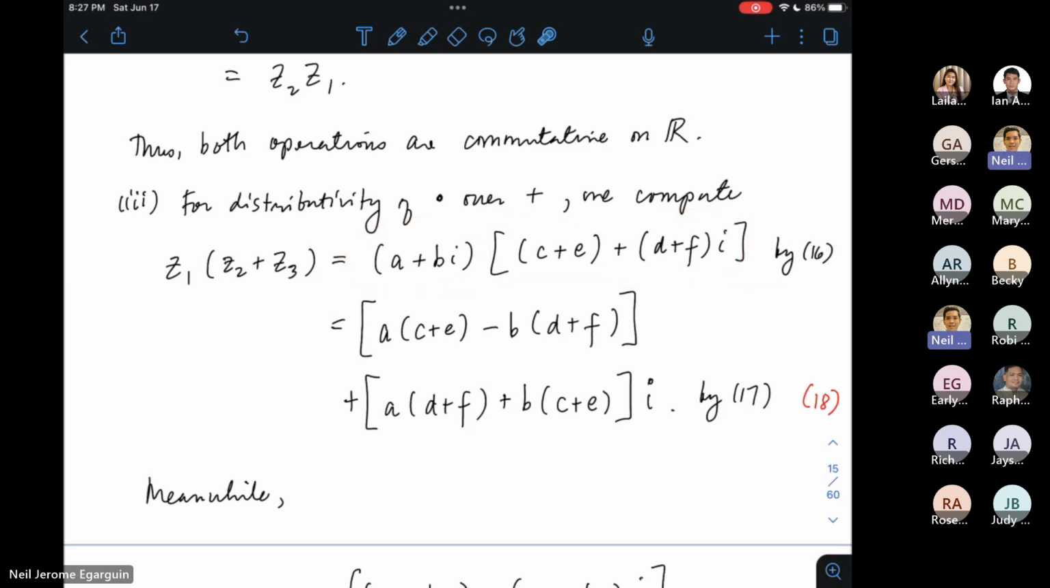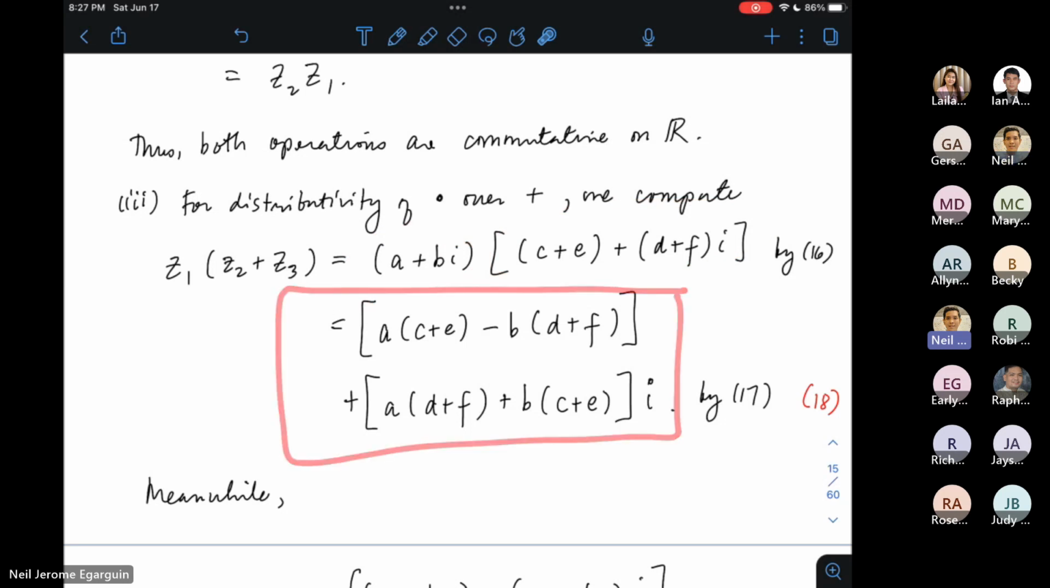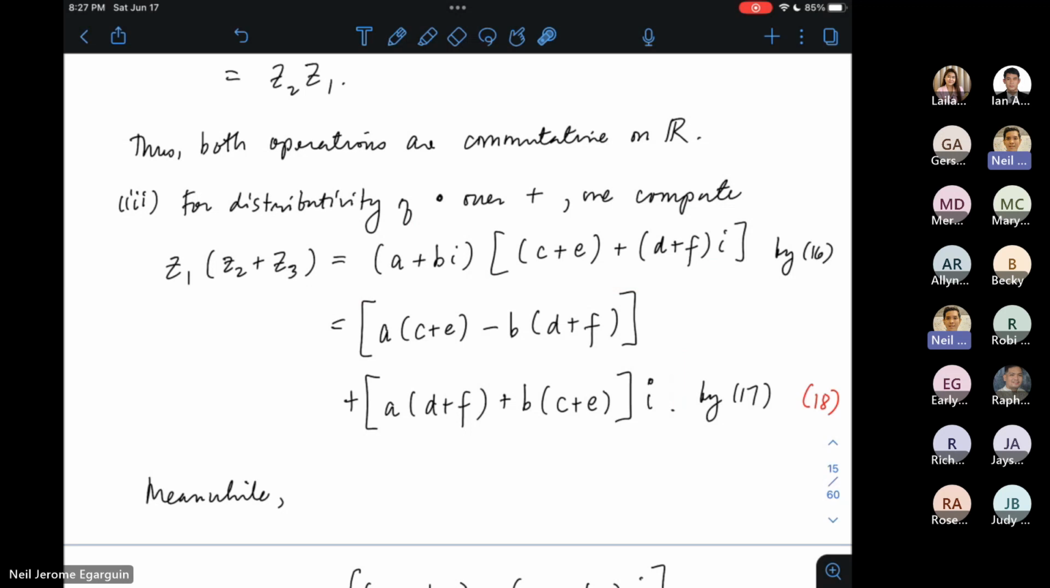Okay? Now, anong mangyayari? So, na-add ko na siya. So, i-multiply ko naman tong dalawa na to. I'll get this. So again, straightforward application of the definition of multiplication. And then, since it is difficult for me to rearrange the terms so that this will look like Z1 times Z2 plus Z1 times Z3, what I did here is the second alternative method of proof or presentation of the proof.